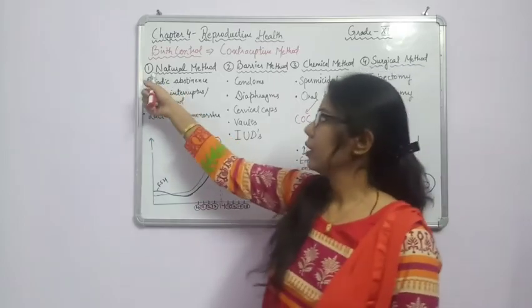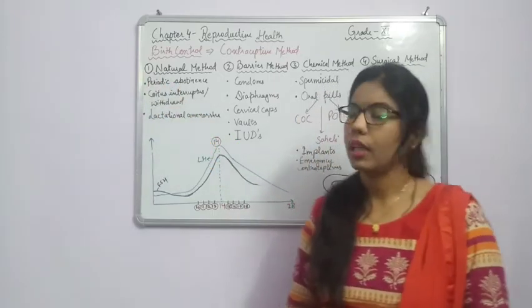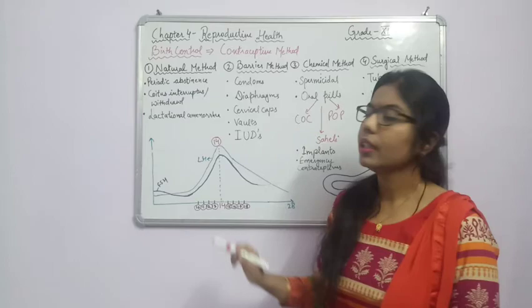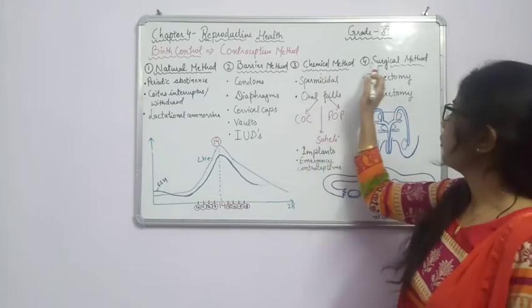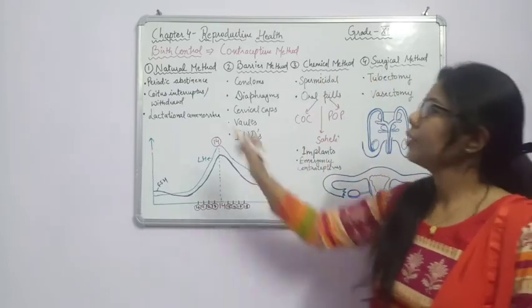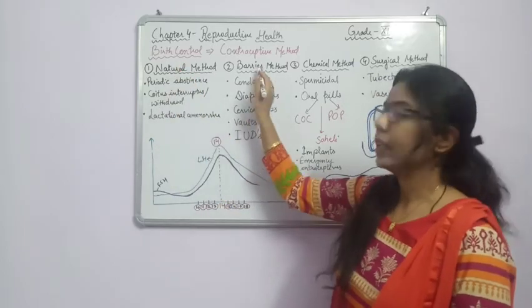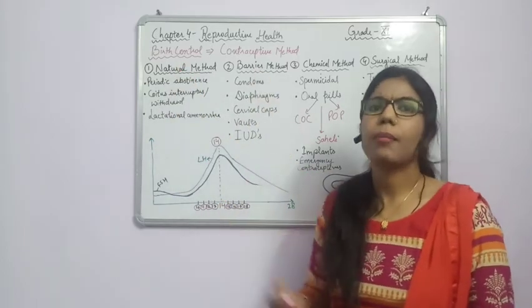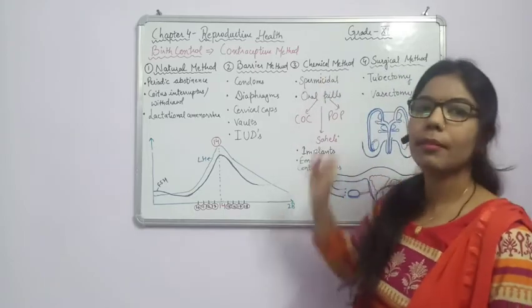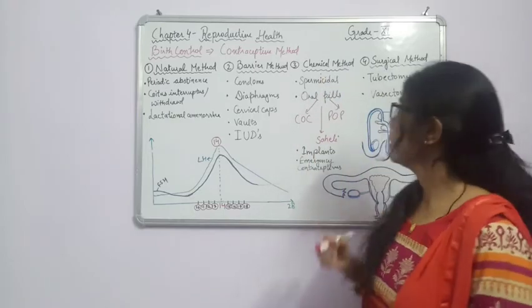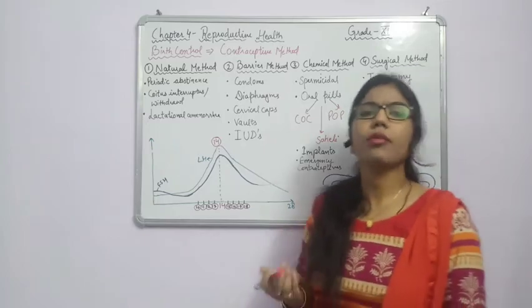The first which I have mentioned here is the natural method, the second one is the barrier method, the third one is the chemical method, and the fourth one is the surgical method. Natural means nothing is artificial, everything is in a natural way. In barrier methods we provide some barrier, in chemical methods we use some chemicals, and in surgical methods we use surgery.